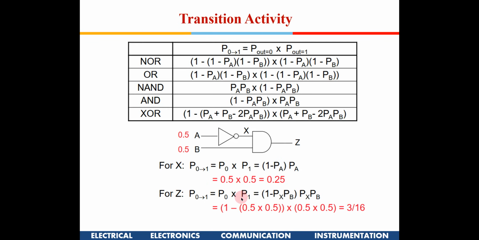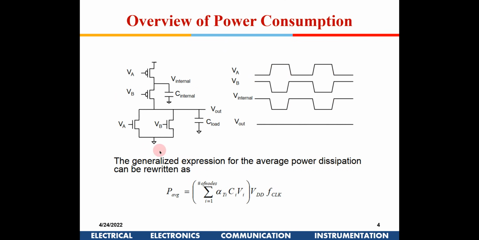No. Let me go back out here. The switching activity is always from 0 to 1. Why? Because when the output node is making a transition from 0 to 1, power is being drawn from the power supply and the capacitance is being charged. So we are drawing power from VDD.